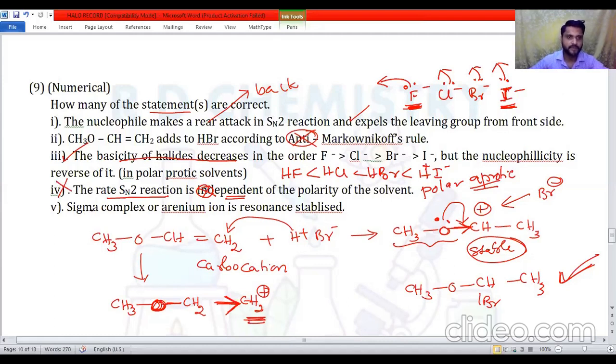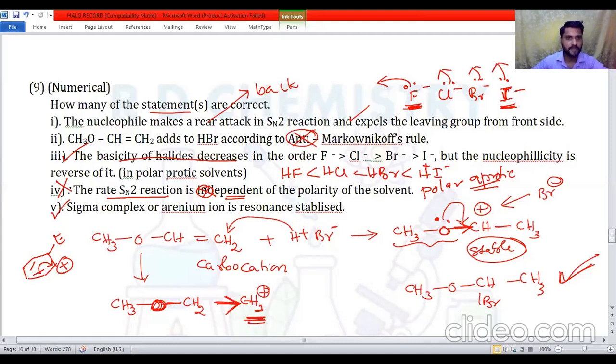Finally, the sigma complex, the arenium ion, is resonance stabilized. What is the arenium ion? It is a benzene ring attached to the electrophile. Suppose it attaches an electrophile, we get a plus charge. So it is the arenium ion, and you know that it can be resonance stabilized.